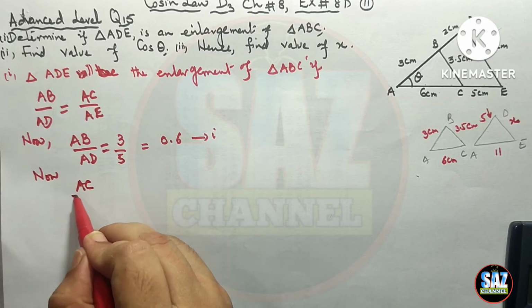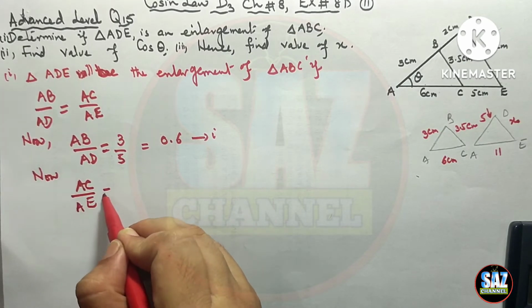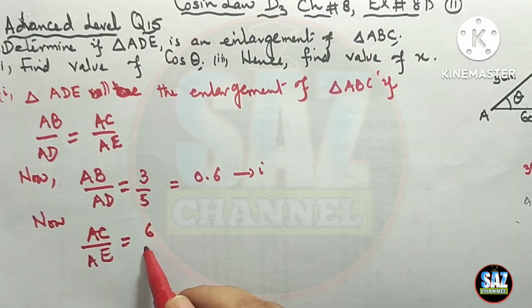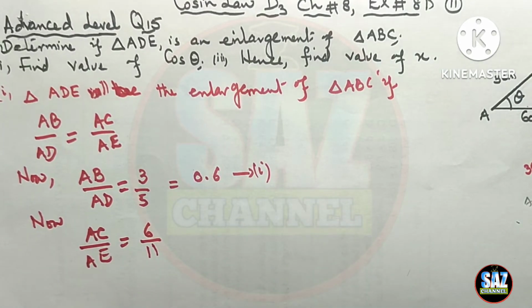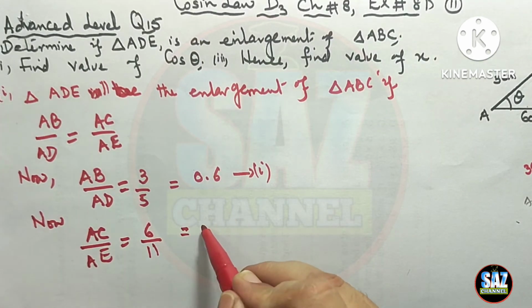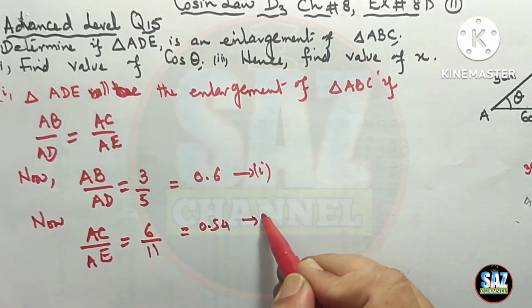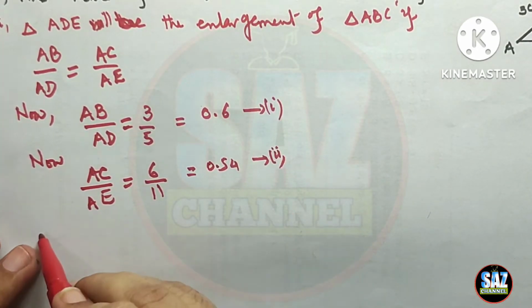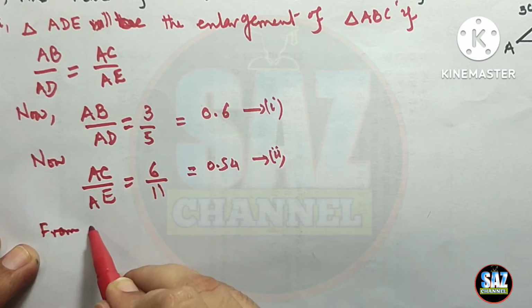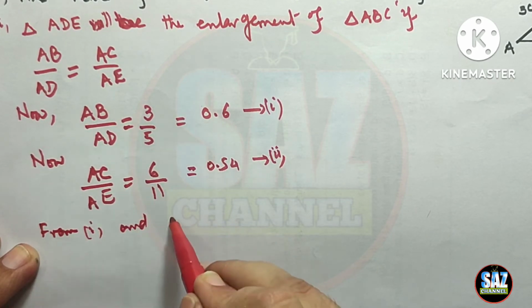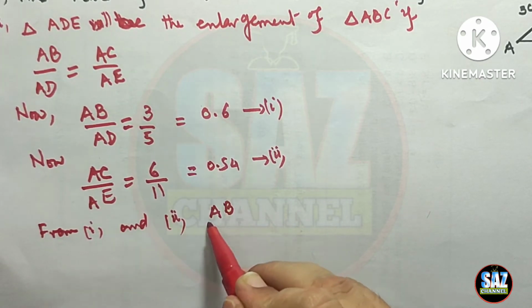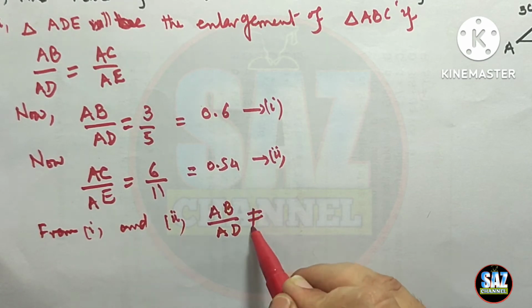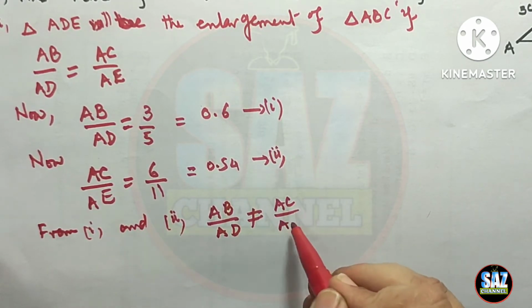And now AC upon AE. AC is 6 and AE is total 11, so 6 by 11. Now let me divide 6 by 11, and this gives me 0.54. So we can observe that from 1 and 2, AB upon AD is not equal to AC upon AE.